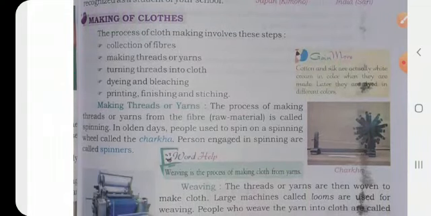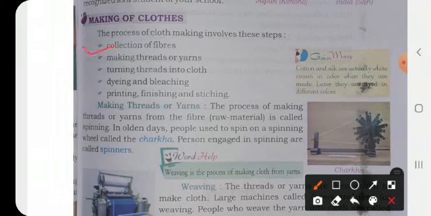Then the making of clothes. The process of cloth making involves the following steps. First, collection of fibers. So for example, if we want to make cotton clothes, what do we do? We collect the cotton from the cotton tree. Then the next step is making threads or yarns. Now collecting cotton and then spinning them into threads, and then third step, turning threads into cloth. Now these are woven into cloths. Then these cloths are given a proper color and bleaching. And finally, the printing, finishing and stitching of cloths is done, and then it comes to us to get it worn.